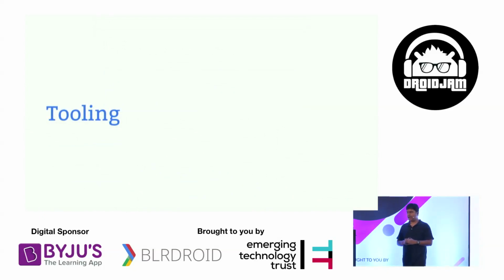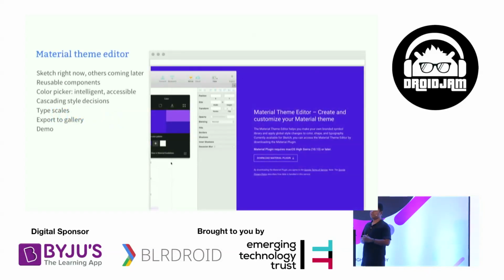Okay. Next, I'll talk about tooling. So Google has also invested a lot in different tools that are available. The first tool that I'd like to talk to you about is the Material Theme Editor. It's basically a Sketch plugin right now. Sketch is a tool that designers use for designing applications and services. And Material Theme Editor is just a plugin for that that helps designers create designs very, very effectively and easily, right? So let me show you a quick demo of Material Theme Editor.